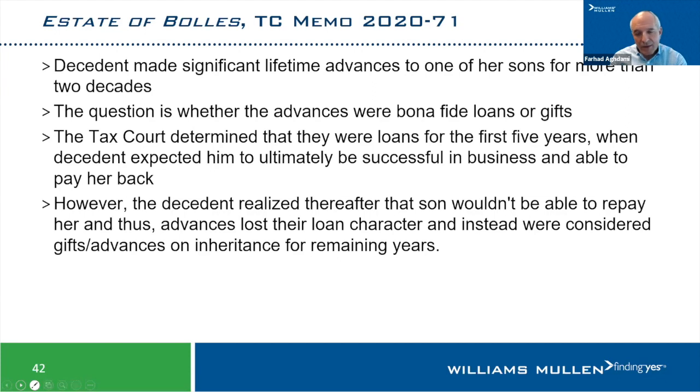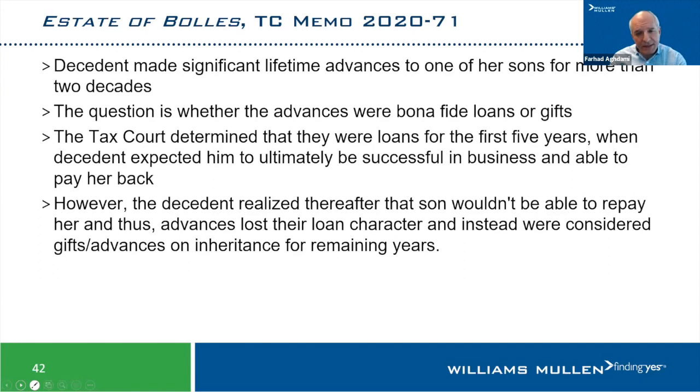And at some point, really the thought was, well, these loans really aren't loans, they're really gifts. And so the tax court said, after about 5 years of really not seeing any repayment, and not seeing any likelihood of her son being able to repay her, they recharacterized these loans as gifts, which ultimately increased her taxable gifts at the time they were made. So something to think about, because I do think that is a common situation that we encounter in all of our practices.